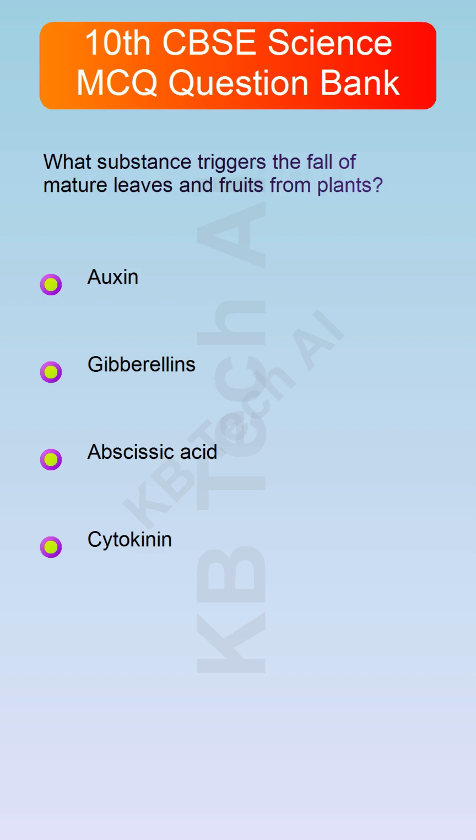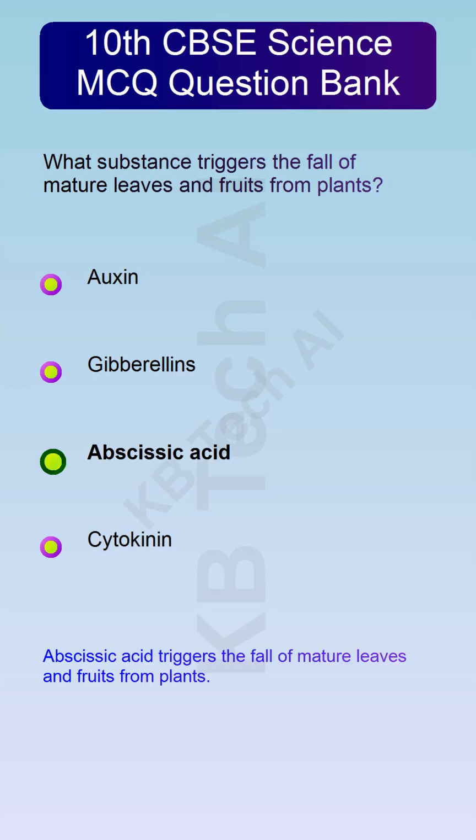What substance triggers the fall of mature leaves and fruits from plants? Option 1, auxin. Option 2, gibberellins. Option 3, abscisic acid. Option 4, cytokinin. The answer is Option 3, abscisic acid.